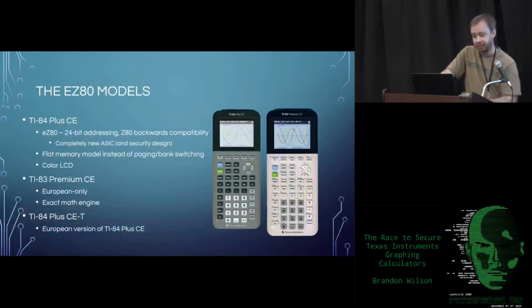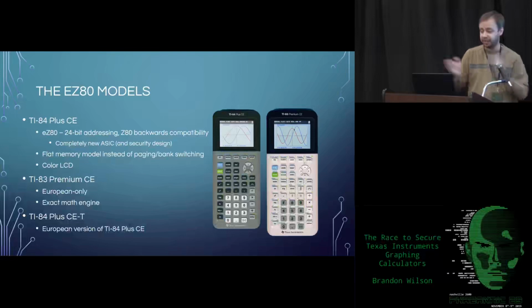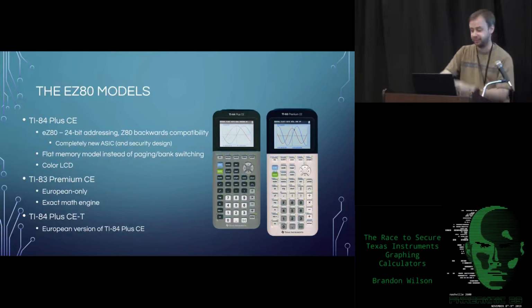And then finally, we have the eZ80 models. These are the newest models that have color LCDs. If you go to Walmart, this is what you see. Unlike the Z80 models, these have what's called an eZ80, E for enhanced, I guess, nobody really knows. This CPU supports 24-bit addressing, and it has backward compatibility with Z80 code, which they don't use, but it was designed for that. The ASIC and the hardware interface inside of the calculator is completely new. It's totally redesigned with security in mind. Unlike the Z80 models, which have a paging or bank switching system, the eZ80 models have a flat memory model, which will be interesting. They had to change the security based on that, but they should have anyway.